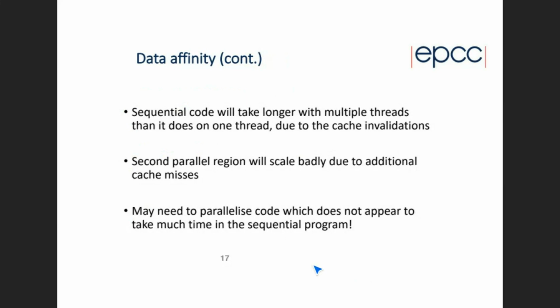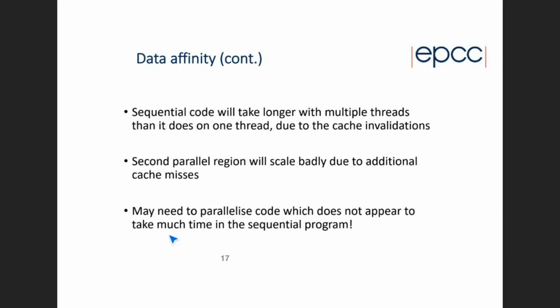Yeah, I think I've probably gone over this. The sequential code will take longer with multiple threads than it does on one thread because of the invalidations going on, and the second parallel region will scale badly because of the additional cache misses.